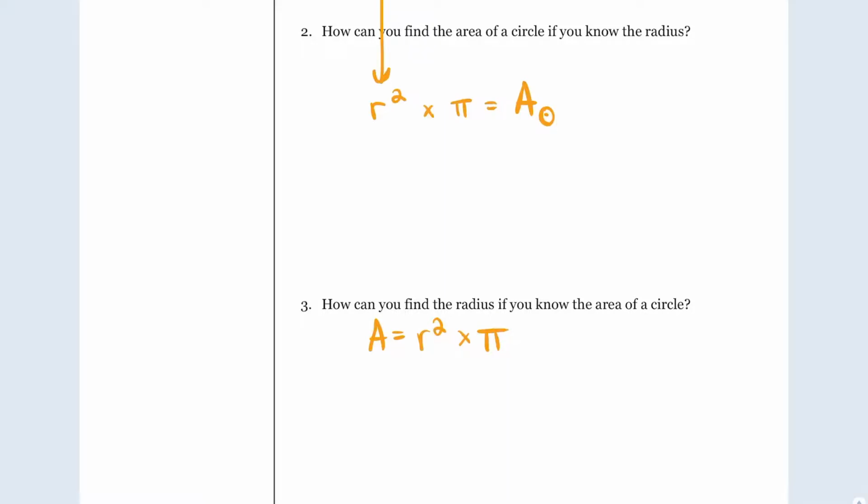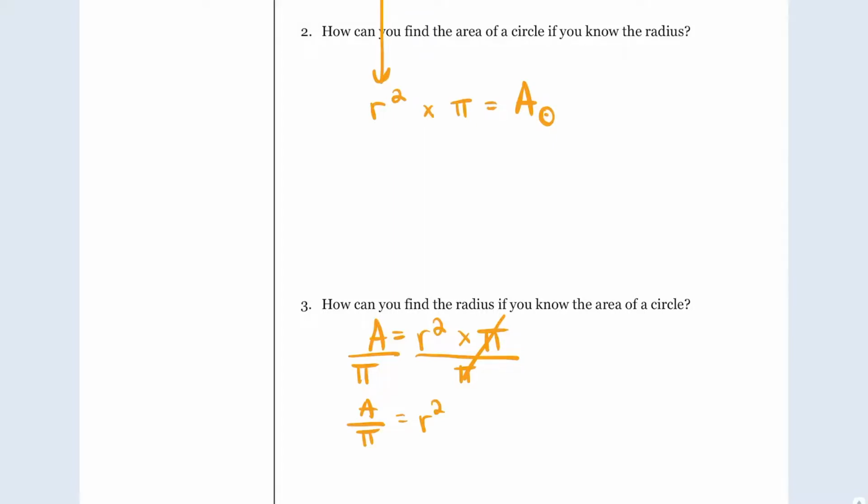Let's get rid of this pi first. So r squared is being multiplied by pi, so in order to get rid of pi, I'm going to divide both sides of my equation by pi. So my pi's on the right side go bye-bye, and now I'm left with r squared is equal to the area of my circle divided by pi.